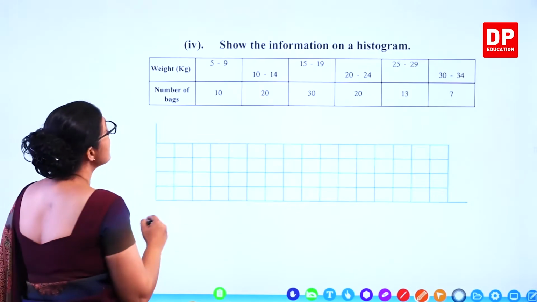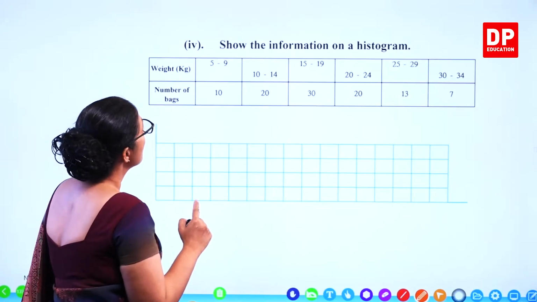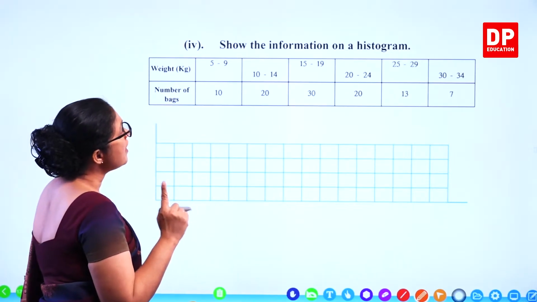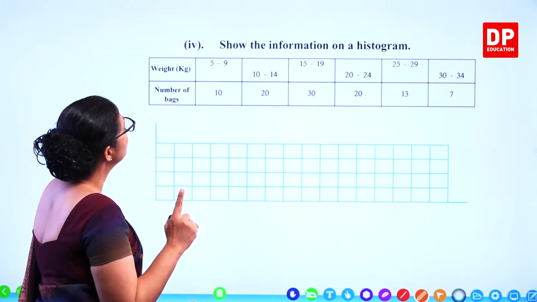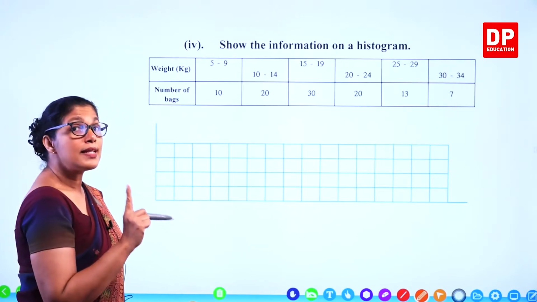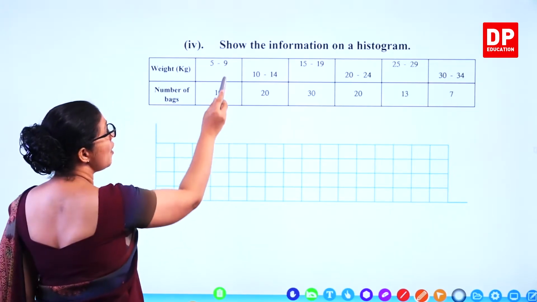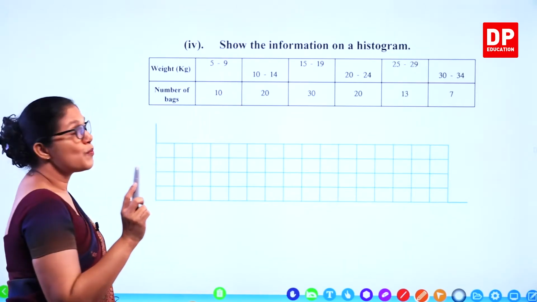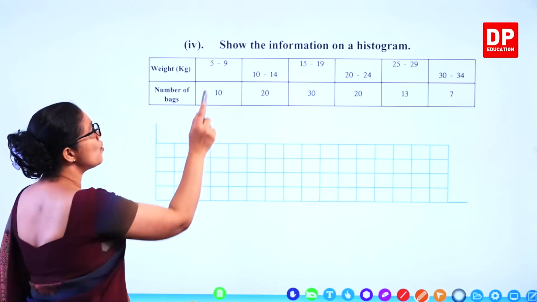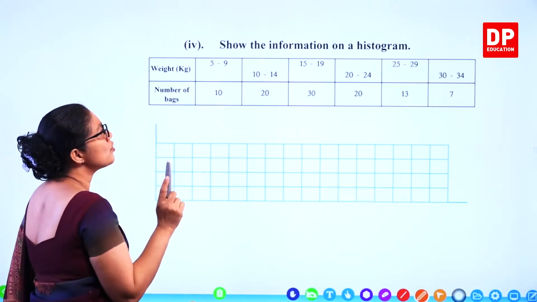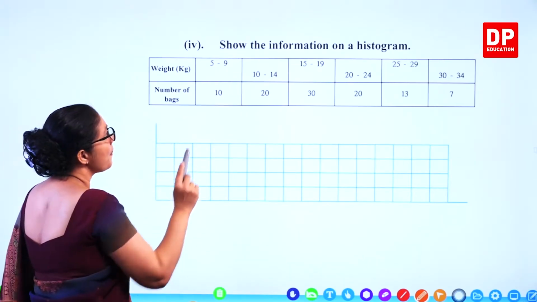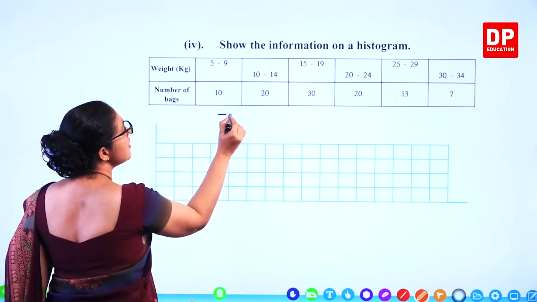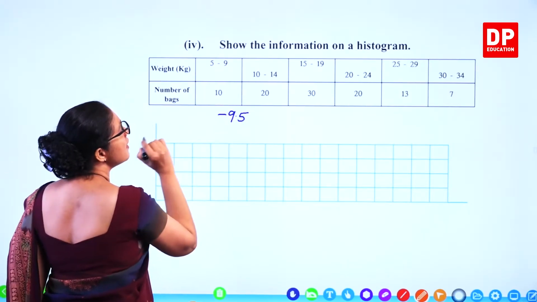So the last part: show the information on a histogram. So the class limits are given, so you have to find out the boundaries. How do you find out the boundaries? We have to add and divide by 2. 9 plus 10 divided by 2, 9.5. So what are the boundaries? Let's write down the boundaries.